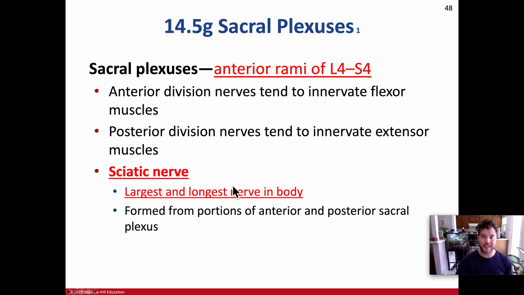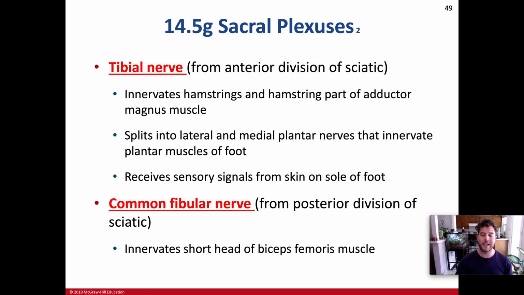Okay, your sciatic nerve. We have probably all heard of the sciatic nerve. You most likely have experienced some sciatic pain, especially if you're over like 20 or 25. It is the largest and longest nerve in the body. It's formed from portions of the anterior and posterior sacral plexuses. It splits into both your tibial and your common fibular nerve. These run down your leg as they go down. The tibial nerve is not just on the tibia. It's on the lower portion of the leg, but it will innervate the hamstrings and part of the adductor muscles. And the common fibular nerve innervates also one of the hamstrings, the biceps femoris muscle.